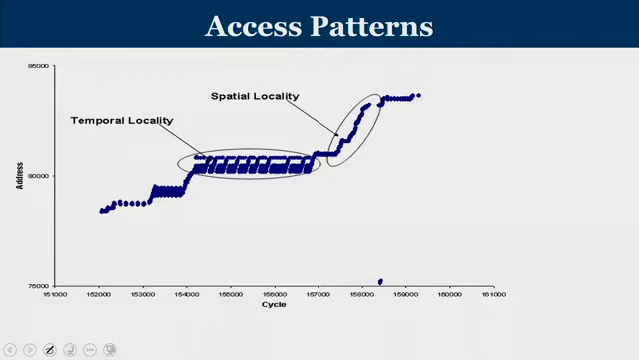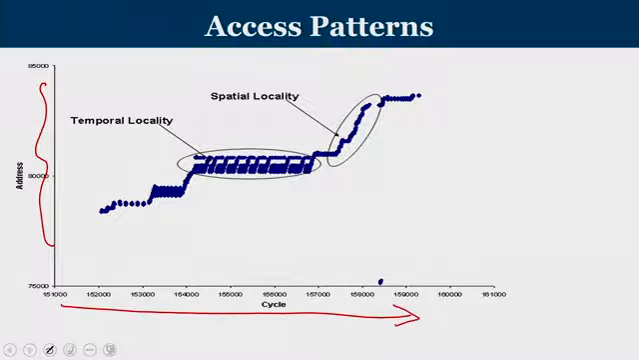Look at this graph. On the x-axis we have the clock cycles and on the y-axis we have the address locations. Let us say my program is relatively spread across addresses 75,000 to 85,000. These are the locations in the main memory that a particular program is currently accessing. As time progresses along the x-axis, let us say at this particular time, the address is somewhere around 78,000. That is the address where the program is currently working.